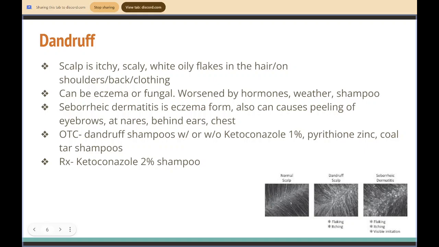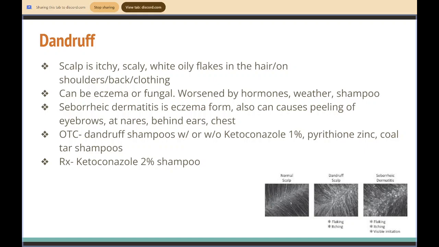The next topic we're going to talk about is dandruff. On the bottom right, you see a normal scalp. In the middle, you'll see a scalp with dandruff. There'll be flaking and itching. And seborrheic dermatitis, which is considered a form of eczema. There'll be visible irritation. There'll be redness from the itching. And the flaking will be more.